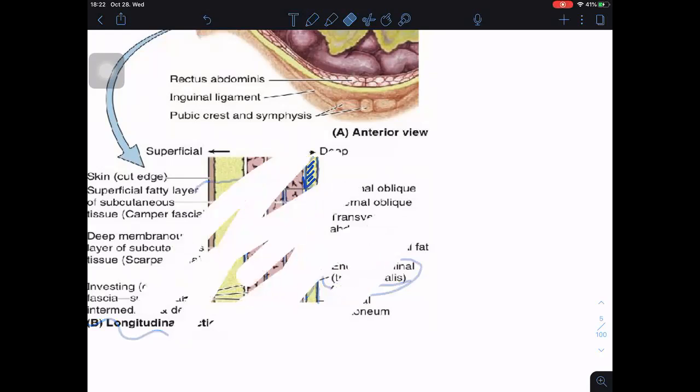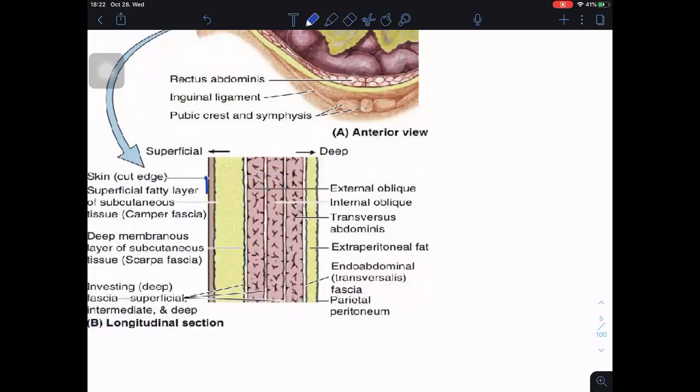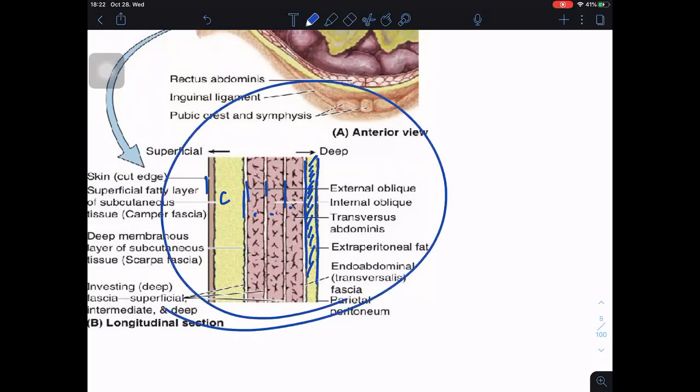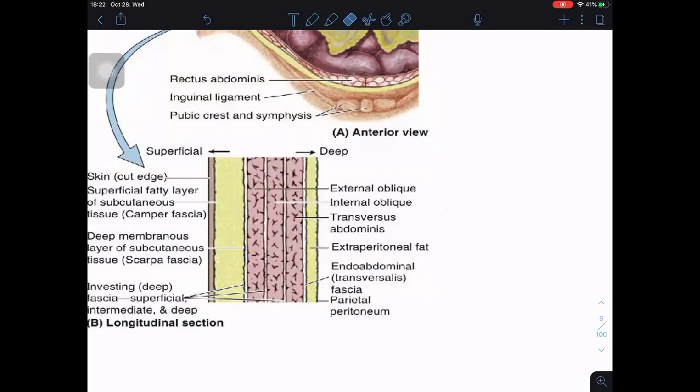So once more, from superficial to deep: skin, Camper fascia, which is the fat; Scarpa fascia, the membranous layer of the subcutaneous tissue; 3 layers of the muscles: external, internal oblique, transversus abdominis; 3 layers of the investing layer: superficial, intermediate, and deep. And then you have the endoabdominal fascia, or basically transversalis fascia, extraperitoneal fat, and parietal peritoneum. So this is what you have to name as the structures forming the abdominal wall. So they will ask you, what is abdominal wall? So then now you know it. You know how to talk about it.